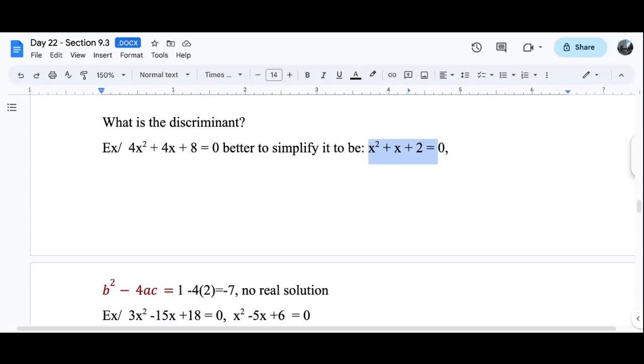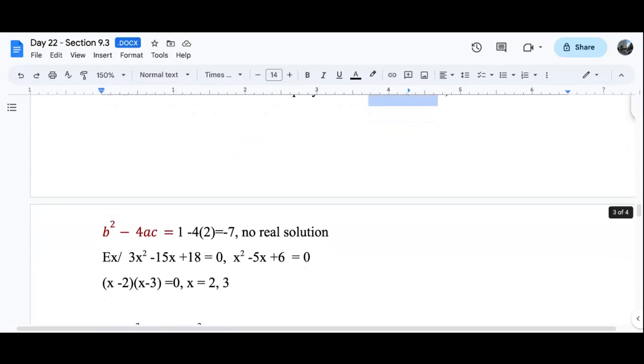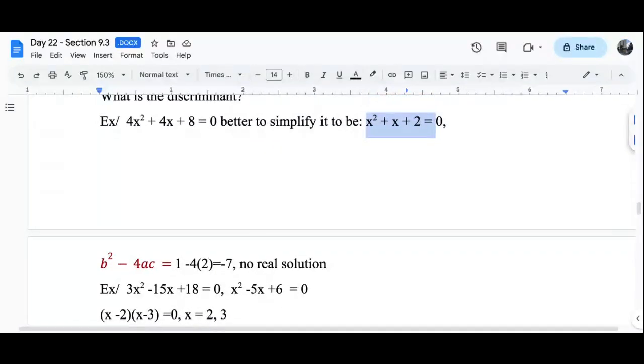Right? This one we see is not factorable, it cannot be factored. So we check the discriminant, b squared minus 4ac, which is 1 minus 8. B is 1, minus 4 times a times c, where a is 1, c is 2. So 1 minus 4 times 1 times 2, which is 1 minus 8, which is negative 7. So the discriminant is negative, no real solution. All right. Less than 0, no real solution.